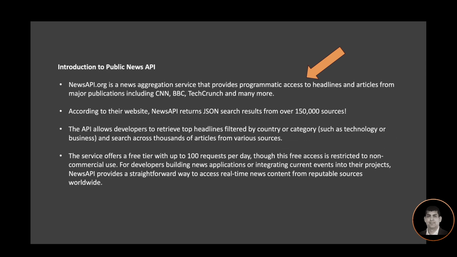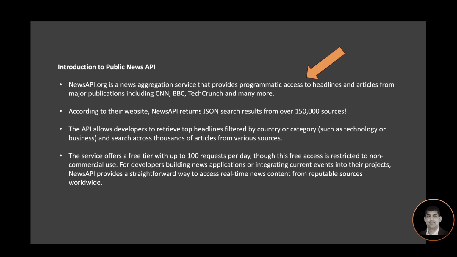Let's look at the public news API. So newsapi.org is a news aggregation service that provides programmatic access to headlines and articles from major publications including CNN, BBC, TechCrunch, and many more. According to their website, News API returns JSON search results from over 150,000 sources. That means you really can customize your API to get the content of your choice and get it delivered.